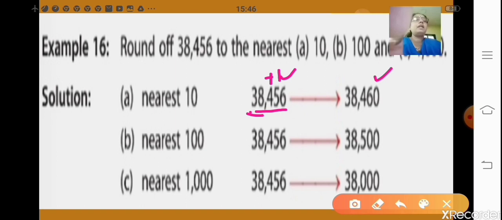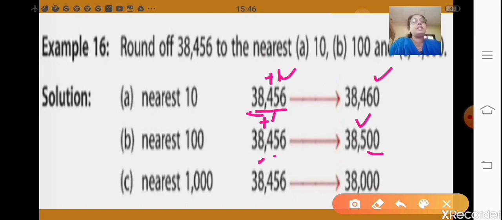Now the same number, if you want to round it off to the nearest 100, you will see the number in the tens place, that is 5. The number in the tens place is 5. So to the number 4 in the hundreds place you will add 1. So 4 plus 1 will be 5. In the tens and the ones place you will put both zeros. So your answer will be 38,500.